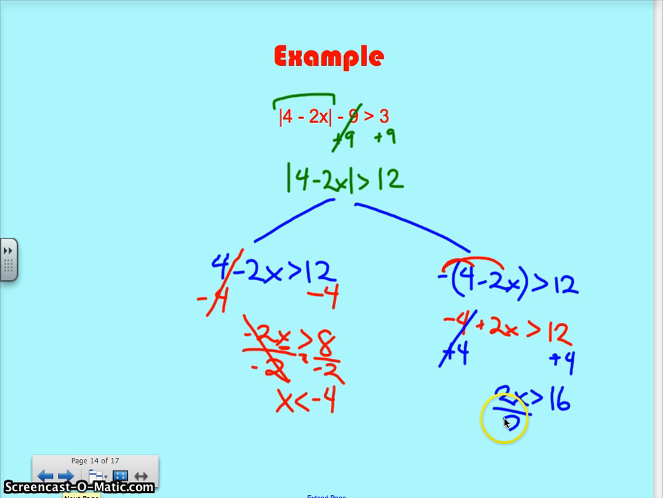And then finally I can just divide by 2 here. My multiplicative inverse, so that I get x all alone. I divide by a positive, so no need to change the sign here. 16 divided by 2 is 8. So I know that my answer to this inequality, absolute value problem, is going to be either x is less than negative 4, right here, or x is going to be bigger than positive 8. Alright, let's do a couple more here.